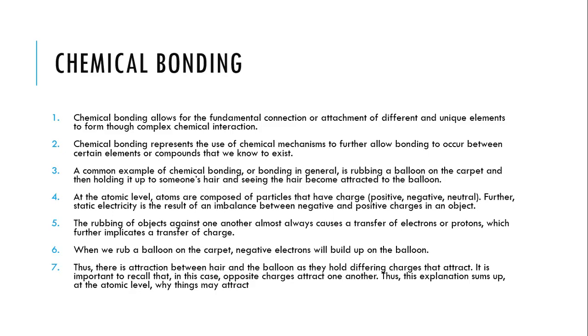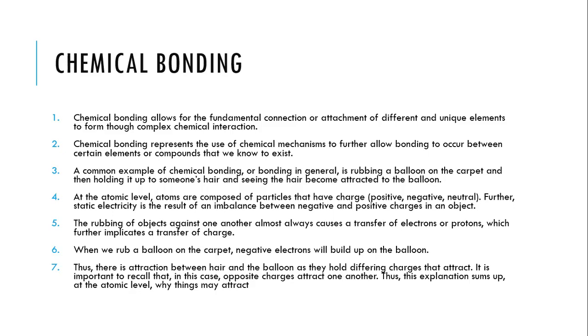we know to exist. A common example of chemical bonding or bonding in general is rubbing a balloon on the carpet and then holding it up to someone's hair and seeing the hair becomes attracted to the balloon. At the atomic level, atoms are composed of particles that have charge, positive, negative, or neutral. Further, static electricity is the result of an imbalance between negative and positive charges in an object.